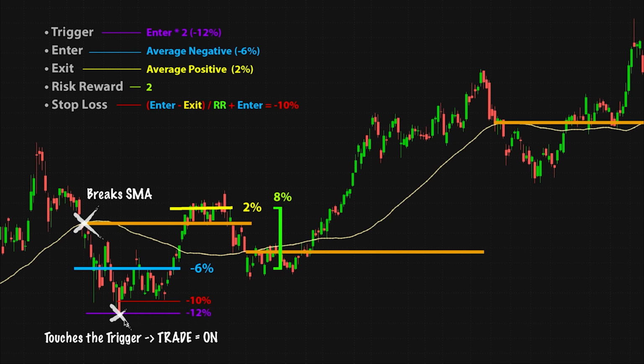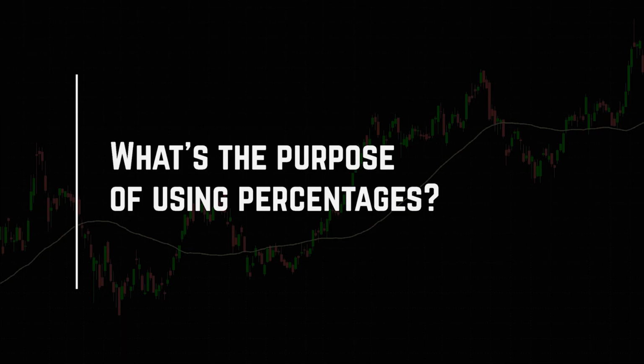Once this condition is met, then we have to wait for the price to reach the enter price or the enter level one more time. When this happens, the system enters the trade, and then if the price goes to the stop, we lose the trade, and if it goes to the exit, then we win the trade. So that's it. Now, what's the purpose of using percentages to measure the distances instead of dollar amounts?